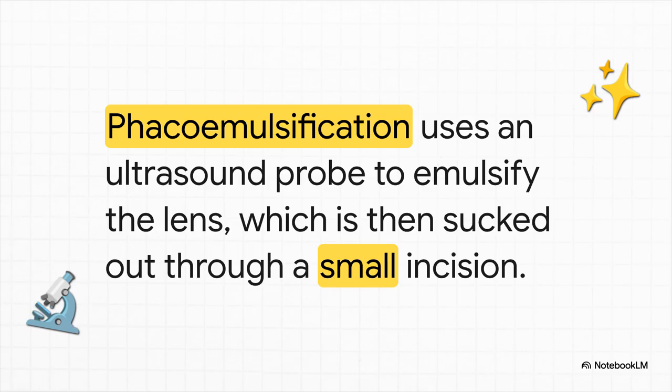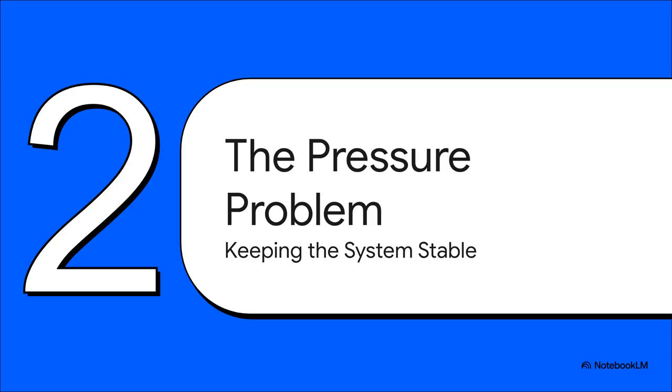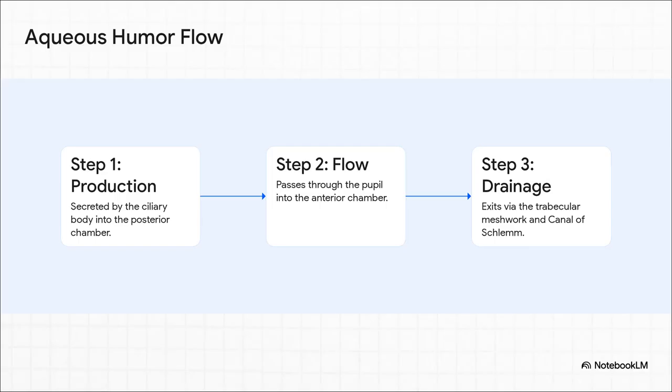It's pretty amazing. All right, moving on from the lens, deep inside the eye, there's this whole other system at play. The eye has to maintain a stable internal pressure to keep its shape and stay healthy. But when that pressure system gets out of whack, it can lead to one of the most silent and dangerous eye diseases out there. This is all thanks to a fluid called the aqueous humor.